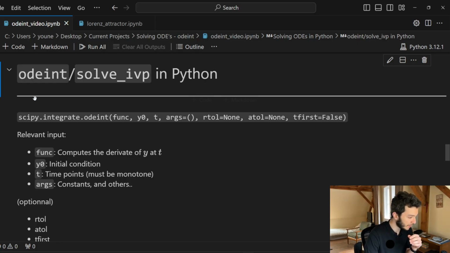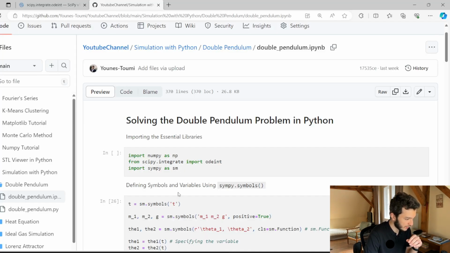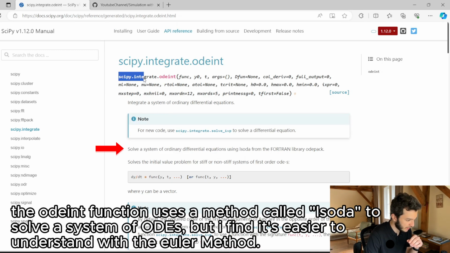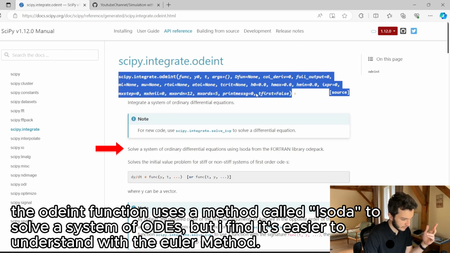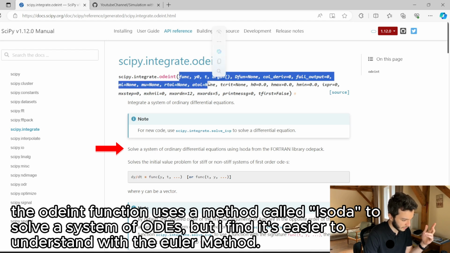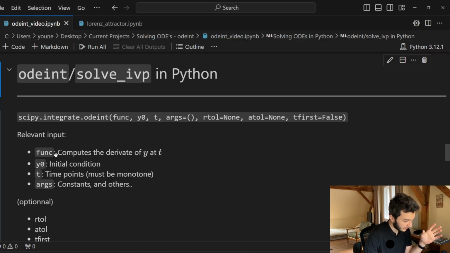Now when it comes to the Python function odeint, it has the following arguments. So if we go to the reference right here, we can see that scipy.integrate takes all of these parameters. Most of them are not very relevant to us. Now the relevant inputs will be the func. Func is a function that defines our system of ODEs. It computes the derivative of y at t or y at x. We have our initial condition y0, so here they call it y for some reason, but this is just a vector of initial conditions. We have the time points in which we want to study the problem.